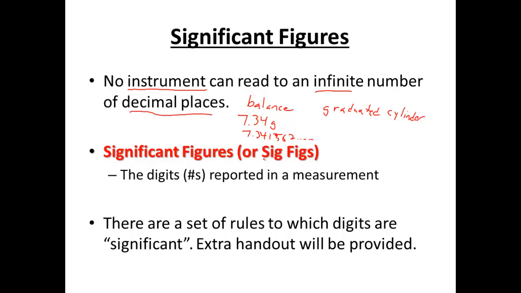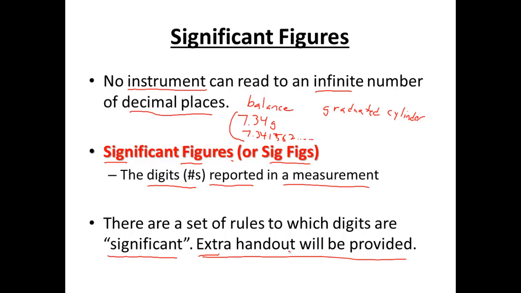We're going to hear sig figs. Significant figures are going to be a lot of what we'll talk about. Sig figs are those digits reported for any measurement, the numbers that we're going to be reporting during a problem or during any lab work that we do. There is a set of rules which we follow to decide which digits are significant, and later on you'll get an extra handout to help us out there. It's not in your gold packet, it'll be an extra piece that's given to us.